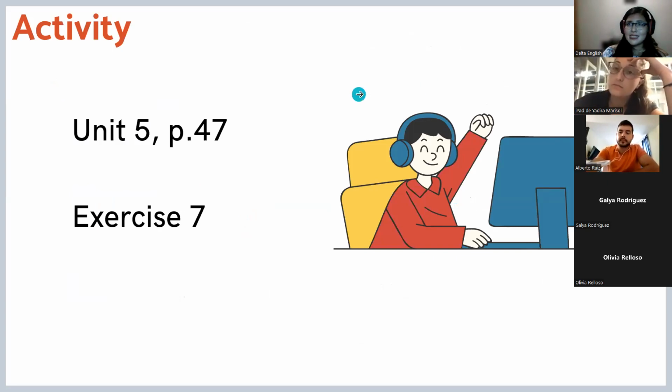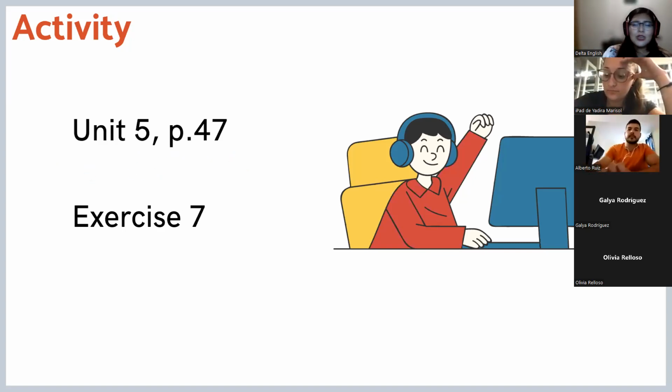Now, to practice a little bit, we're going to do an activity that we can find on Unit 5, page 47. But before we do, antes de empezar a hacer la actividad, how do you guys feel? Do we understand what an object pronoun is and how it works? Si nos queda claro cómo son, cuándo los uso, cuál es la diferencia con los otros pronombres que había visto.